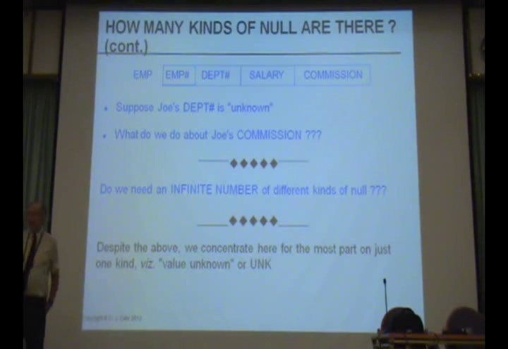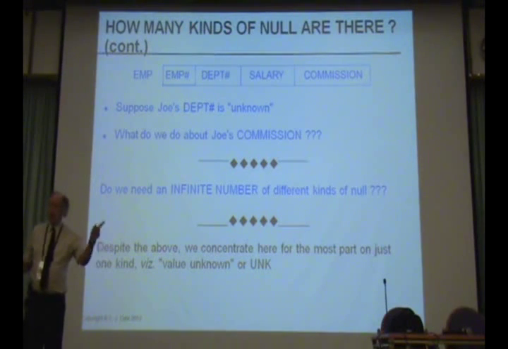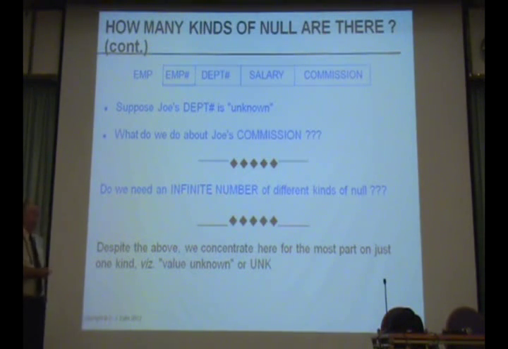Still on the question of how many kinds of null there are, I don't know if you've seen this example before, but suppose we have the good old employees table with employee number, department number, salary, and commission. Suppose employee Joe's department number is unknown. So in particular, we don't know whether Joe is in the sales department. So what do we do about Joe's commission? We can't say it's unknown because we don't know whether the property of having a commission applies to Joe. And we can't say it doesn't apply because we don't know whether it applies. See where this is going? It looks like we need a third kind of null to distinguish between the other two. If I call the first two null one and null two, looks like you need a null three to say you don't know whether it's null one or null two. Are you with me? Now you need a null four to say you don't know whether it's null one or null two or null three, and on and on and on. In fact, it's obvious, in principle, we need an infinite number of kinds of nulls.